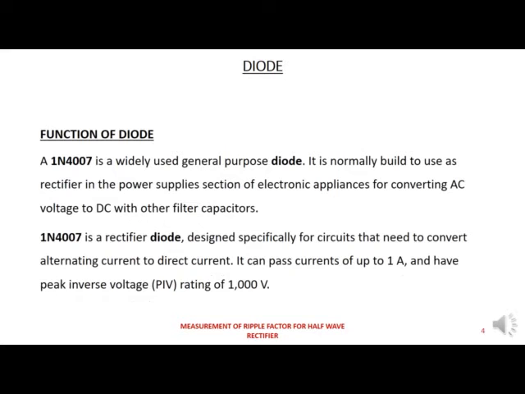Diode. Function of diode. The IN4007 is a widely used general purpose diode. It is normally built to be used as a rectifier in the power supply section of electronic appliances for converting AC voltage to DC with other filter capacitors. IN4007 is a rectifier diode designed specially for circuits that need to convert alternating current to direct current. It can pass current up to 1 amp and has a peak inverse voltage rating of 1000 volts.